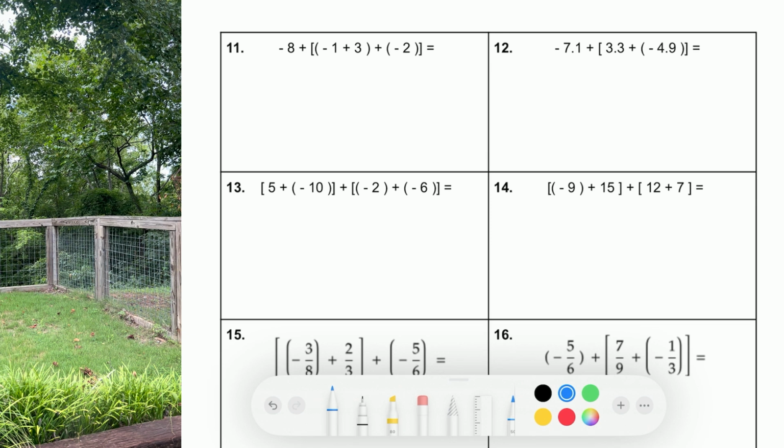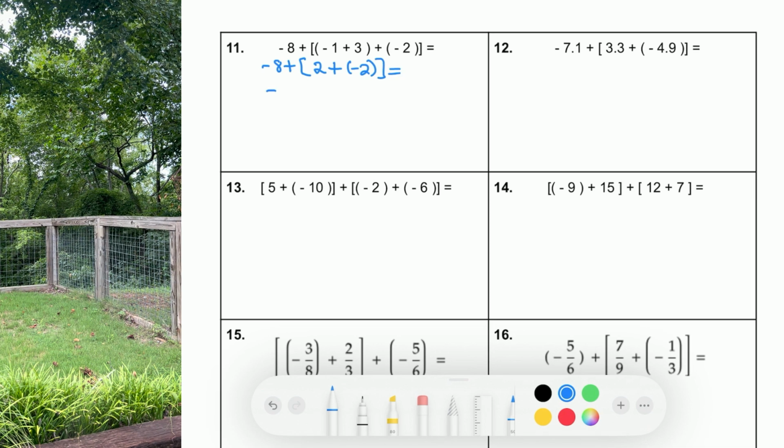We have inside the parentheses, inside the bracket, which means we need to do the innermost parentheses first. So I'm going to write -8 plus, that's not going to change. I have -1 plus 3. They are different, so I need to subtract and keep the sign of the larger. So the difference between 3 and 1 is 2. The 3 is greater, so it's going to be a positive 2. And then I have my -2 over here that was already a part of the original problem.